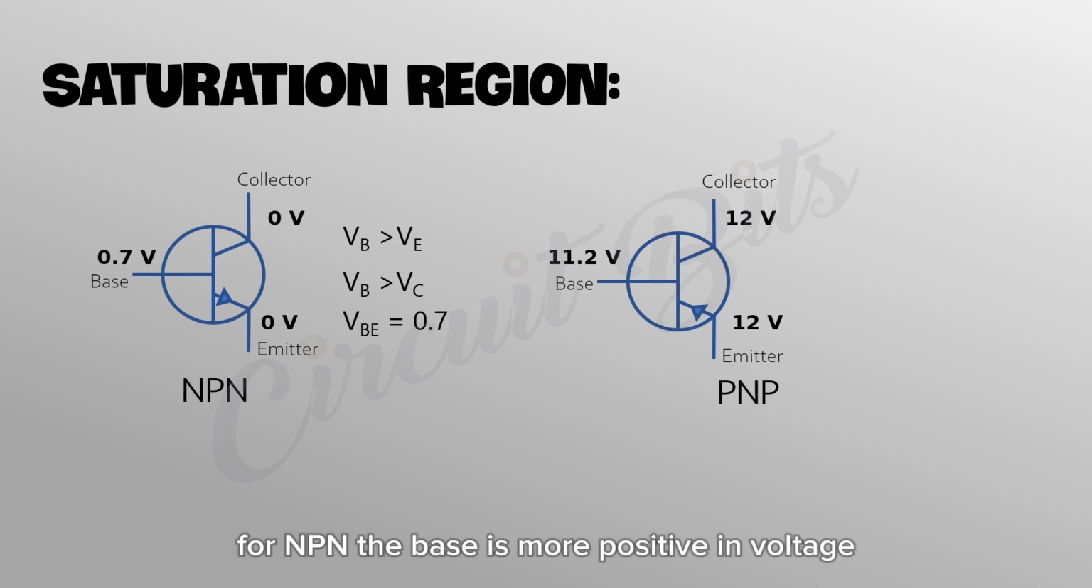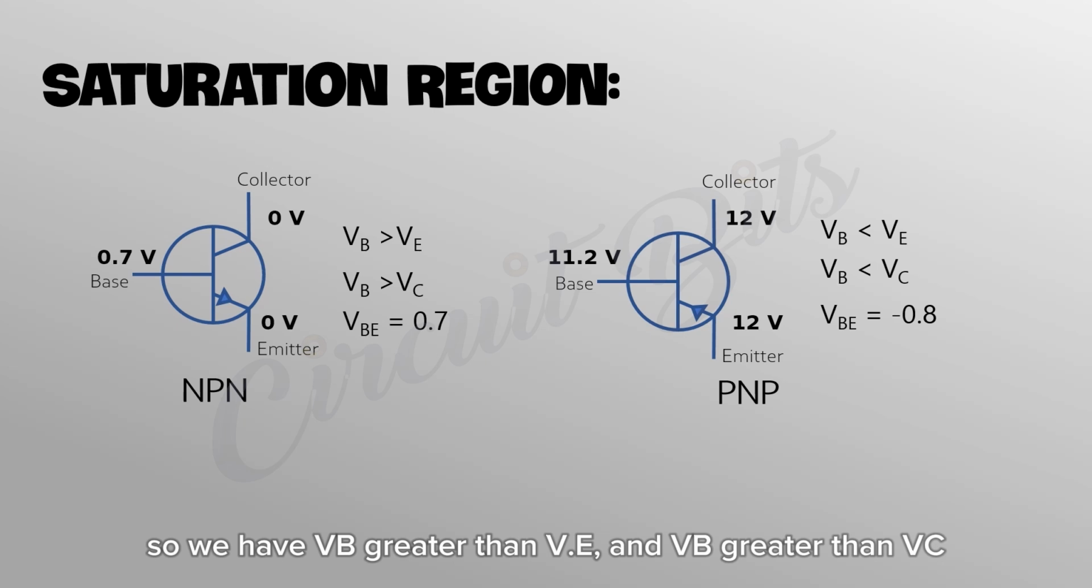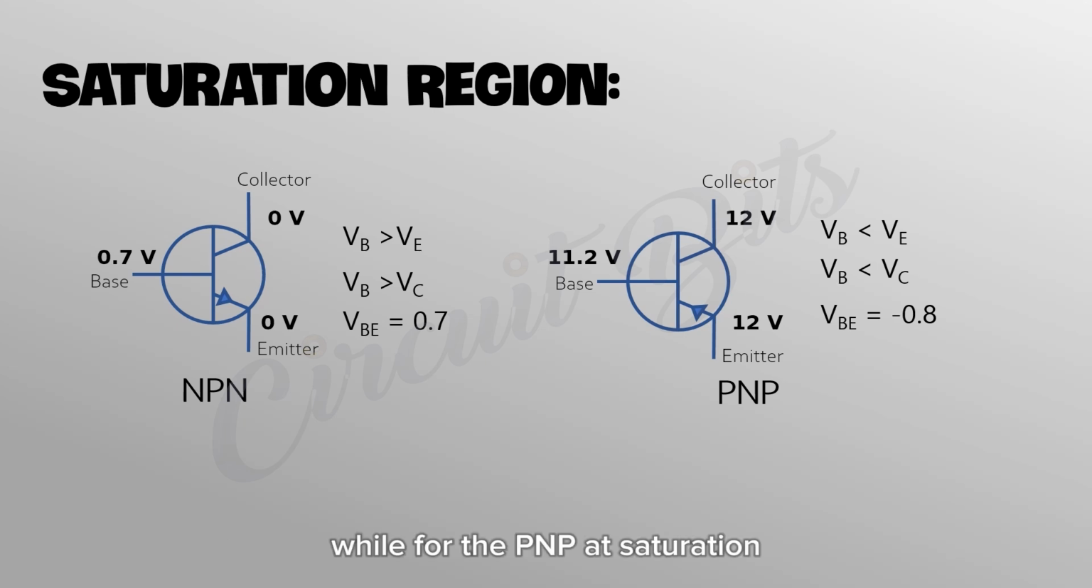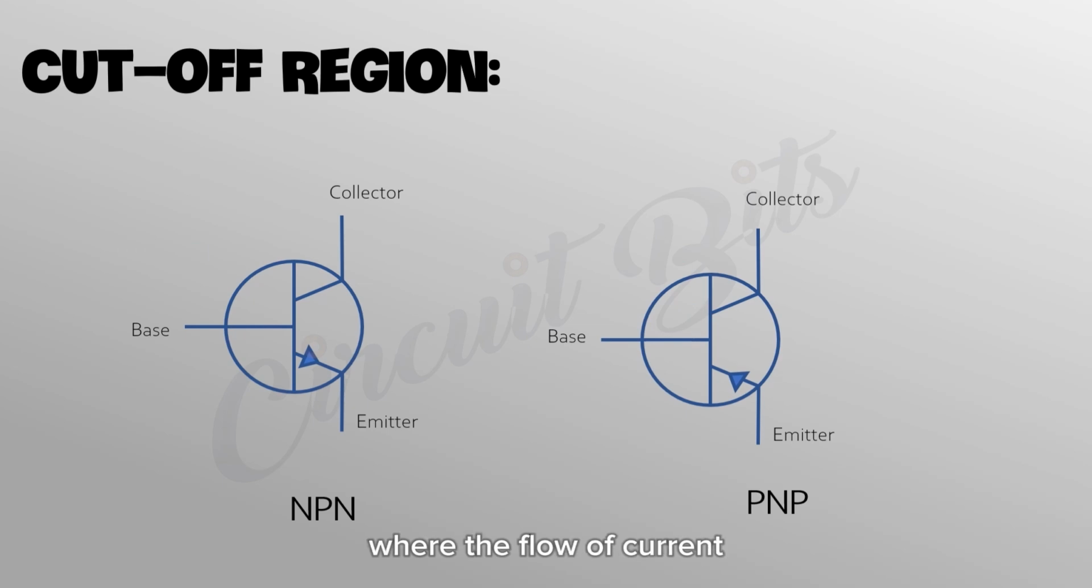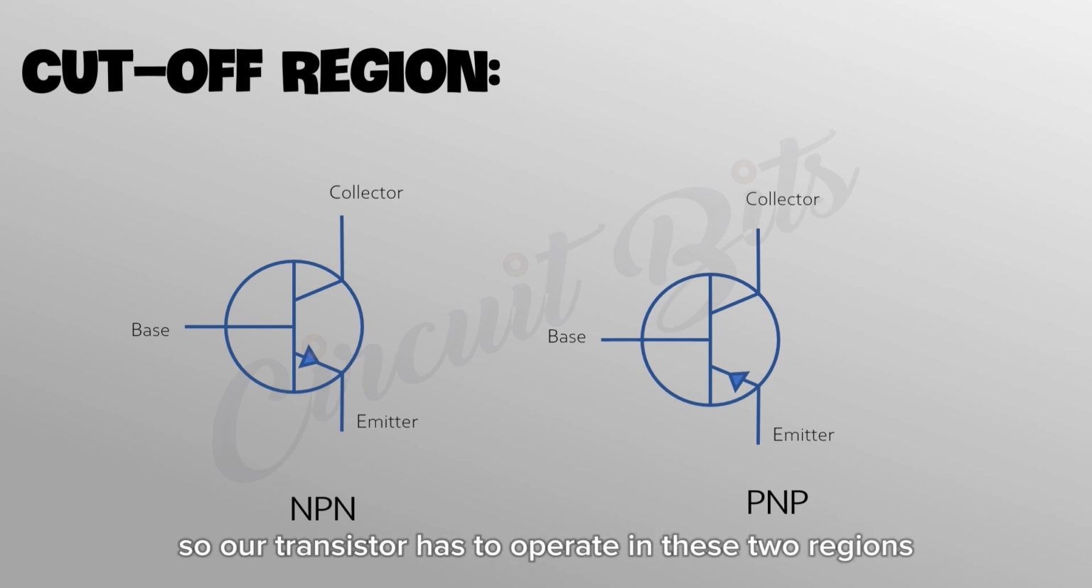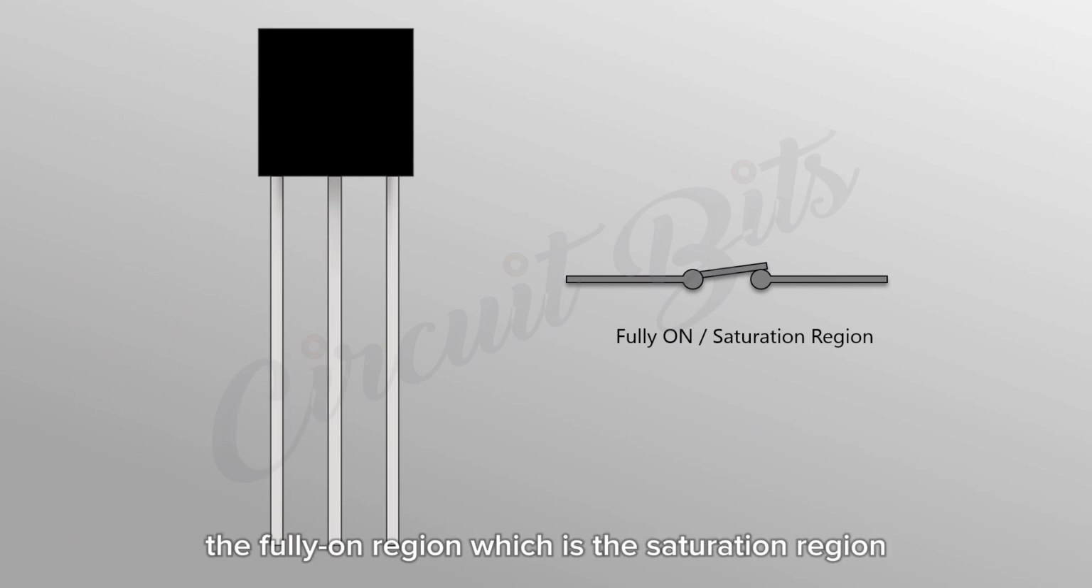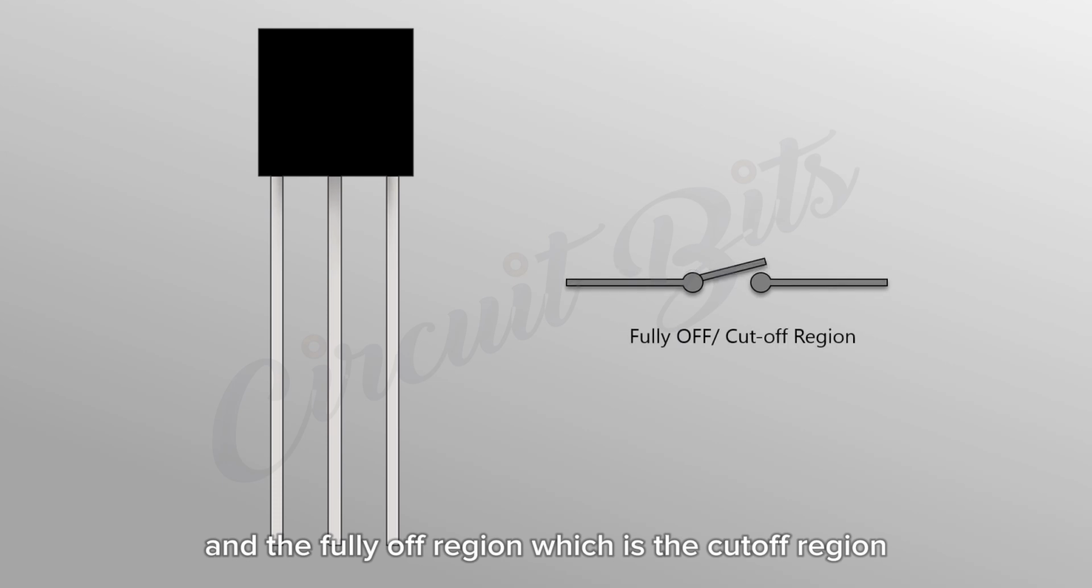For NPN, the base is more positive in voltage than both the emitter and collector. So we have VB greater than VE and VB greater than VC, while for the PNP at saturation, the base is the lowest in potential amongst all 3 pins. The cutoff region is the region where the flow of current through the base is reduced to a point where there is no flow of current between the collector and the emitter. So our transistor has to operate in these 2 regions: the fully on region, which is the saturation region, and the fully off region, which is the cutoff region, for it to operate as a switch.